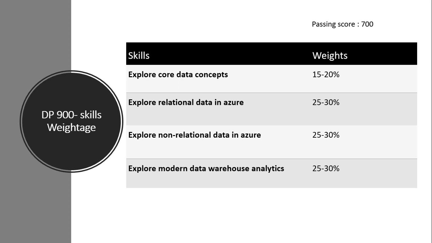Third topic is Explore Non-relational Data in Azure. Its weightage is also 25 to 30%. And the last topic is Explore Modern Data Warehouse Analytics. Its overall weightage is 25 to 30%. Total passing marks is 700. There is no negative marking in the exam.